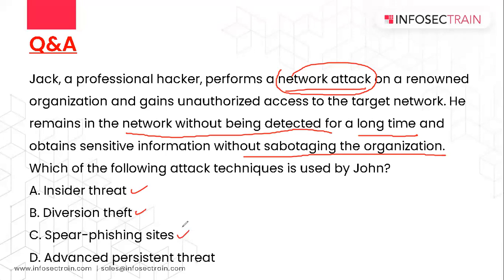Then we have spear phishing sites. In spear phishing, the attackers generally create fake websites, right? They are designed to trick a particular person, or individual targets, into revealing their information, right? So spear phishing in this scenario can be used to gain access, right? But as the question says, he is already inside the network, and he is remaining undetected for a long time, right? So this is a characteristic of an APT, an advanced persistent threat. In an APT, the attackers try to remain inside the victim system for a longer period of time, right? They are very highly skilled, right?